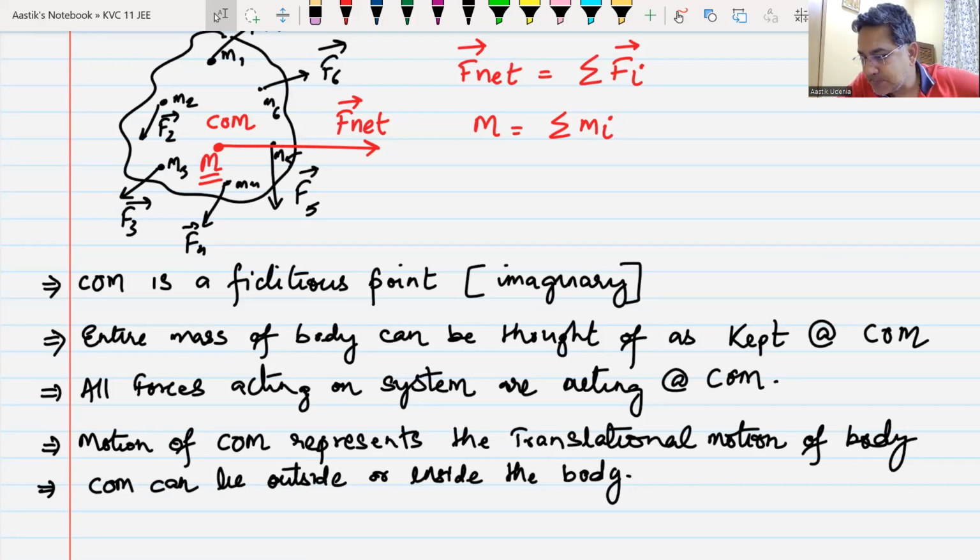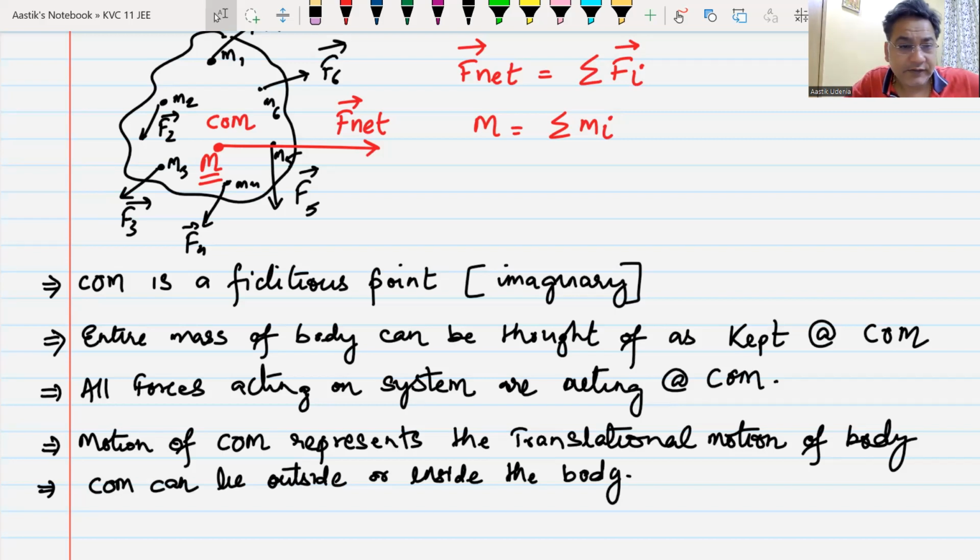Anything else that you remember about center of mass? No one remembers anything? We can assume that the entire mass of the body is kept at the center of mass. All forces acting on the body, we can suppose that they are acting on the center of mass. Do we remember this? If you remember this, then please tell me, don't raise hands. There's no point of raising hands when you don't tell me. Please, when I ask something, tell me.